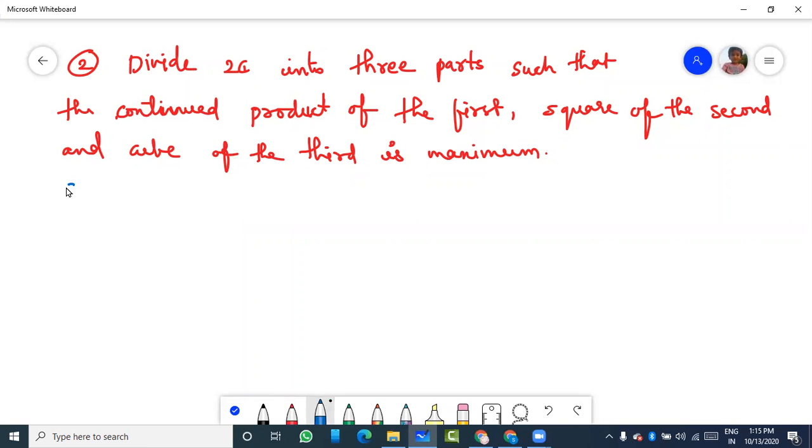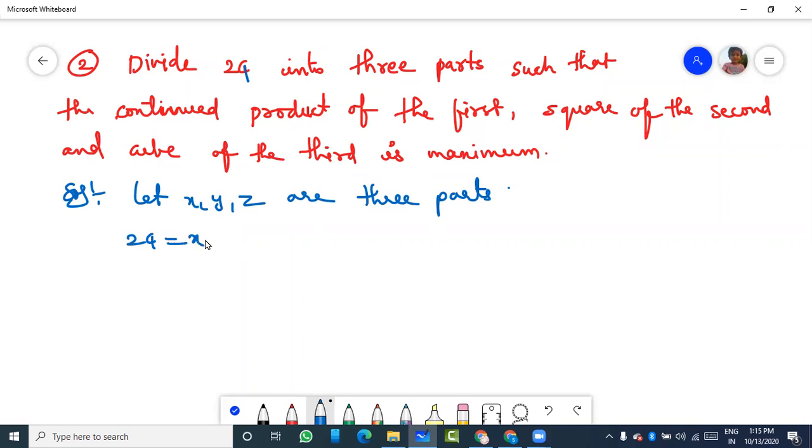The second problem is divide 24 into 3 parts. Let x, y, z be the 3 parts. Then 24 is divided into 3 parts means x plus y plus z. From this, we can write x plus y plus z minus 24 as the pi function of x, y, z. Is it clear? Yes, ma'am.